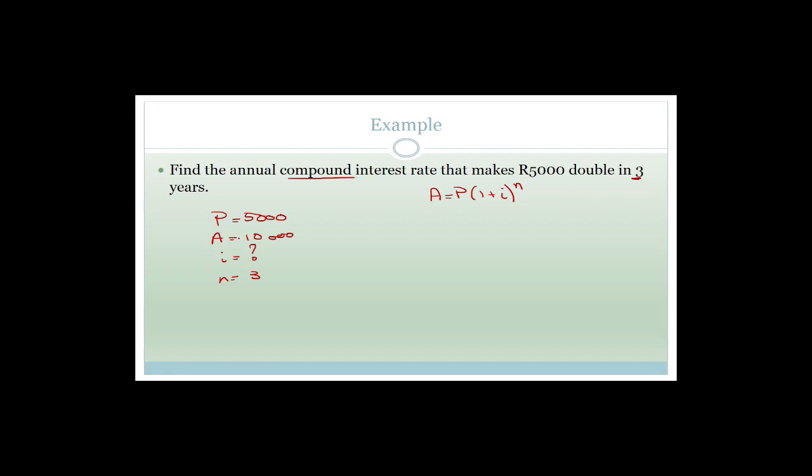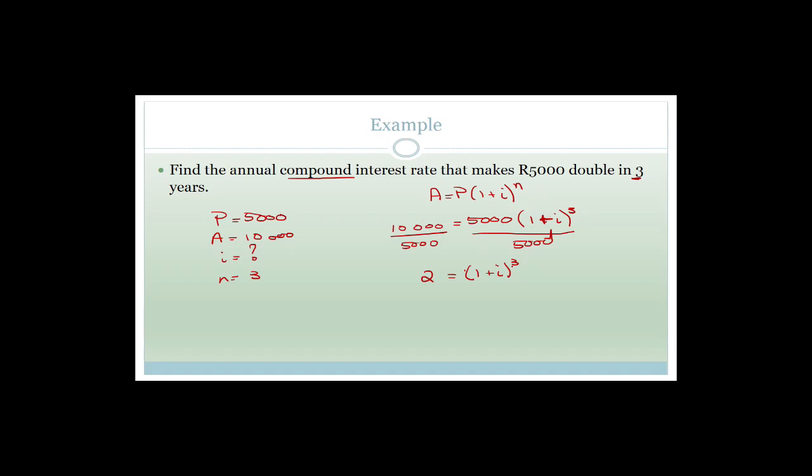Interesting question. Okay, let's pop it into the equation and see what we get. So we've got 10,000 is equal to 5,000, bracket 1 plus i, all to the power of 3. Okay, so do you agree that I can first of all get rid of this 5,000? We're going to divide both sides by 5,000. Okay, so that's 2 is equal to bracket 1 plus i to the power of 3.